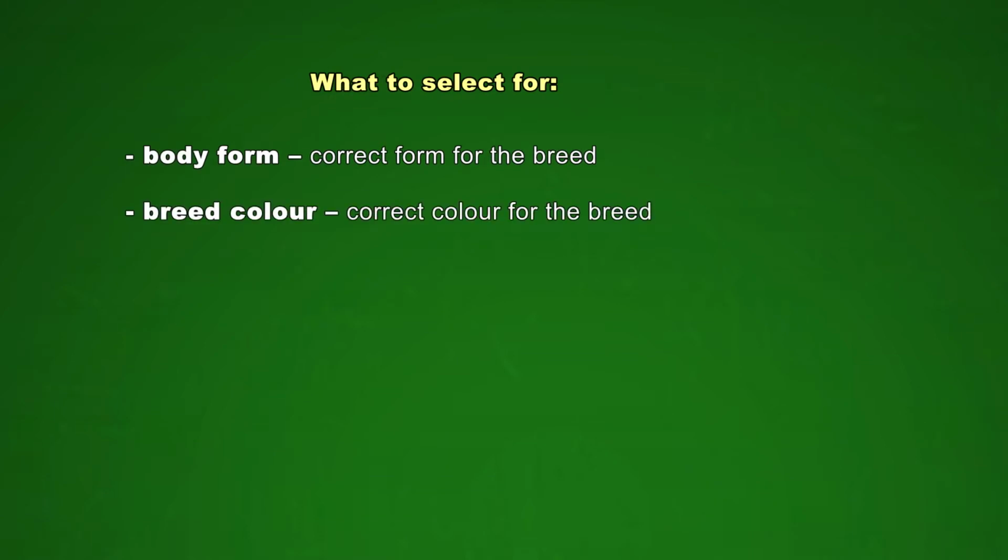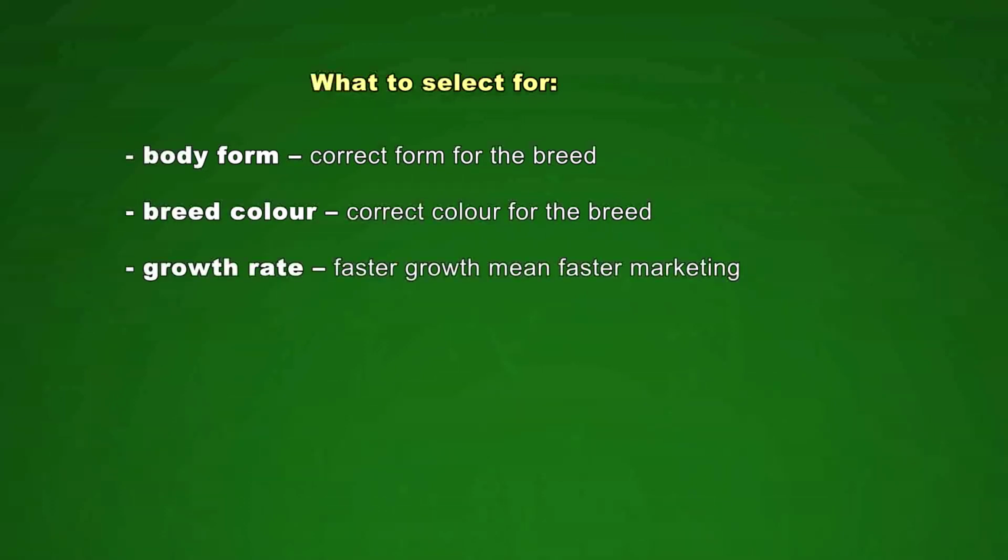So, what do farmers select for? Body form. The chosen animal must have the correct body form for the breed that the farmer is looking for. Breed color. Every breed has its own color, and a different color shows that the animal is not a purebred animal. Growth rate. Farmers want animals that grow fast so as to put them on the market fast.